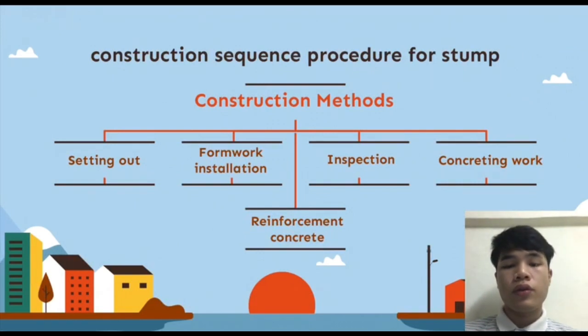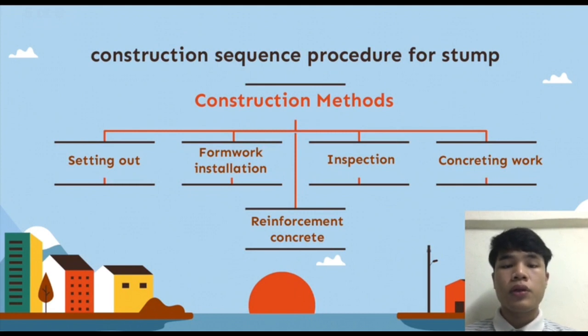Construction sequence procedure for a stump. First, setting out, determine the starter bar position, height of starter bar and elevation of stump. Number 2, formwork installation. For a stump, usually use a timber formwork made by following the shape, height and size based on the drawing plan.